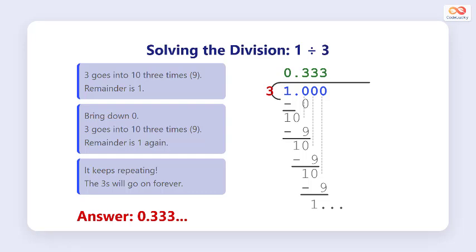3 goes into 10 3 times, which makes 9. 10 minus 9 is 1. We bring down a 0 and we have 10 again. 3 goes into 10 3 times. Again, we get a remainder of 1. You can see the pattern. We will keep getting 3s forever. The answer is 0.333, continuing indefinitely.